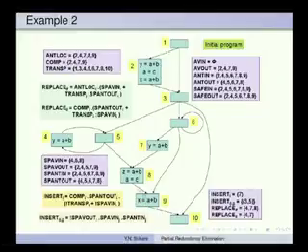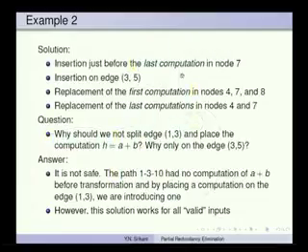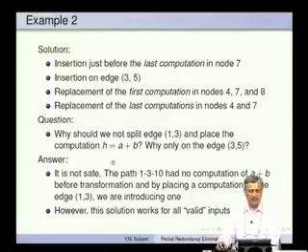And I cannot replace this because A is modified of course at this point. So, I can replace all these by inserting a computation right here. So, why are we not doing it? Why should we not split the edge 1 3 and replace the computation h equal to a plus b? Why only on the edge 3 5? The answer is it is not safe.